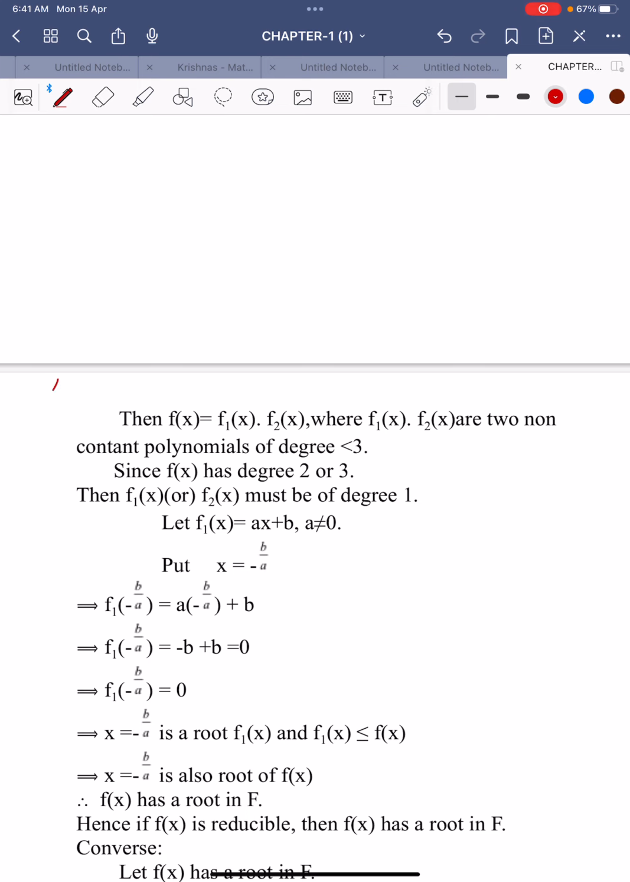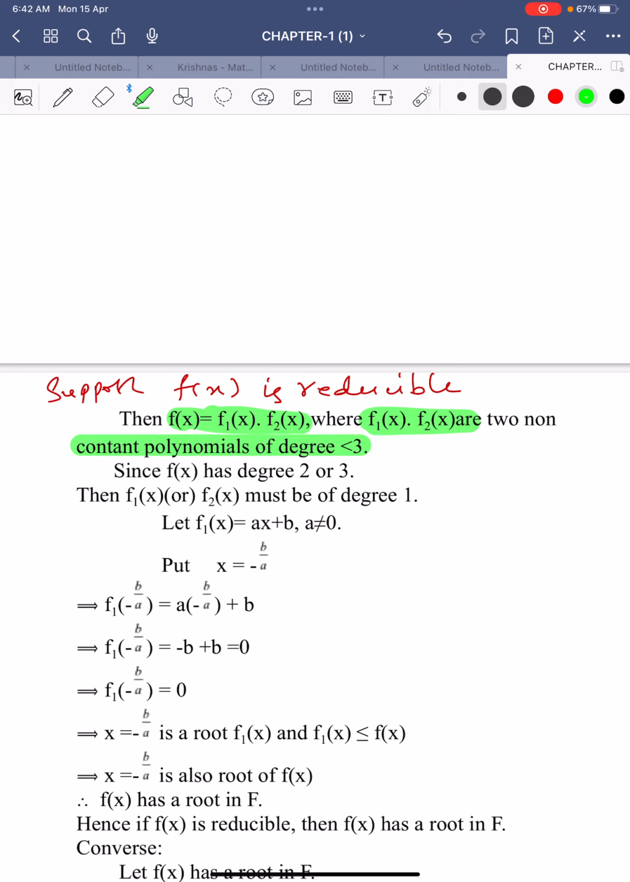We assume that, suppose I repeat the same, f of x is reducible. By the definition of reducibility, this f of x can be written as f1 of x into f2 of x, where both f1 of x and f2 of x are two non-constant polynomials whose degree is less than 3. Since f of x has degree 2 or 3, then either f1 of x or f2 of x must be of degree 1. Let f1 of x have degree 1, then f1 of x is equal to ax plus b.